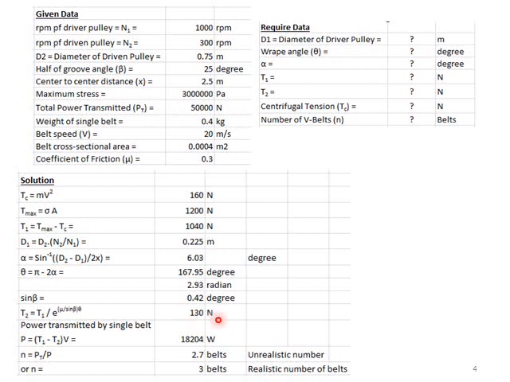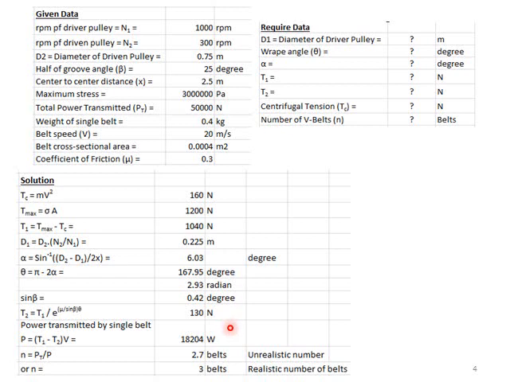130 Newton. Again we have a check. We know that most of the time the tension at the tight side will be higher than the tension at the slack side. So can we see that? Yes, tension at the tight side is 1040 Newton, whereas tension at the slack side is 130 Newton. So tension at the tight side is very much higher than the tension at the slack side. So again we can say that our results are very much reliable.